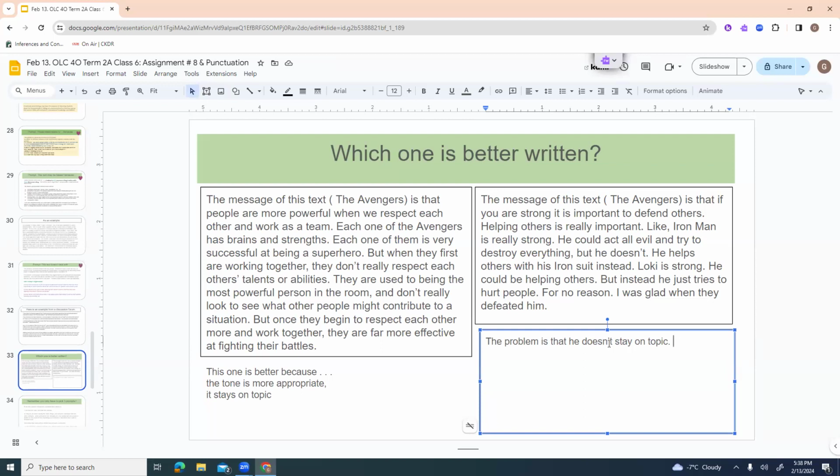Okay. Another problem would be the tone, right? When he's going like Iron Man is really strong, it's kind of a very casual way. We would talk that way, but we wouldn't usually read that way. The other thing is there's a few incomplete sentences here.